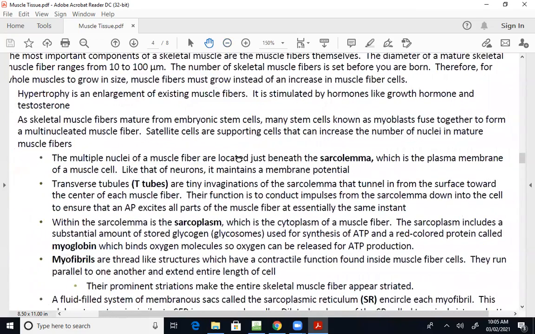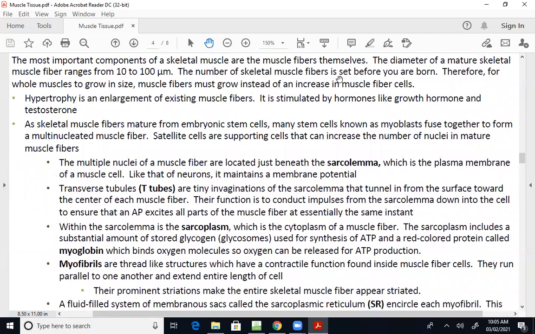Okay, so on this slide, we're going to talk about skeletal muscle fibers, which, as it says here, are the most important component of a skeletal muscle. The diameter of a mature skeletal muscle fiber can range from 10 to 100 microns. What's neat is the number of skeletal muscle fibers that we have is set before we're born. Remember, fibers are the same thing as cells.